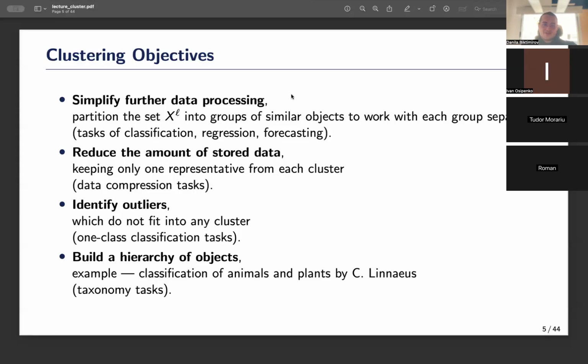clustering can be applied, where large clusters are divided into smaller ones, which in turn can be further subdivided, and so on. These tasks are referred to as taxonomy tasks. And the result of taxonomy is not just partitioning objects into clusters, but a tree-like hierarchical structure instead of a single cluster number. An object is characterized by a list of all clusters it belongs to, from the largest to smallest.